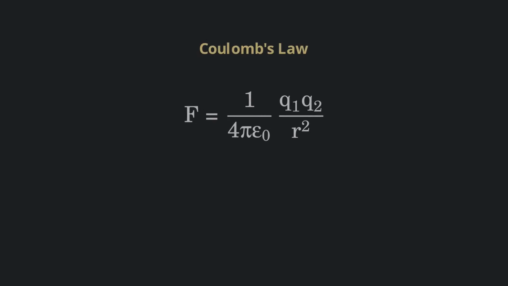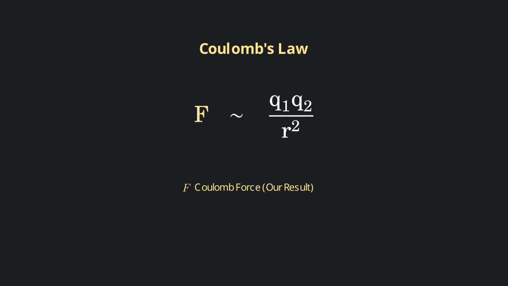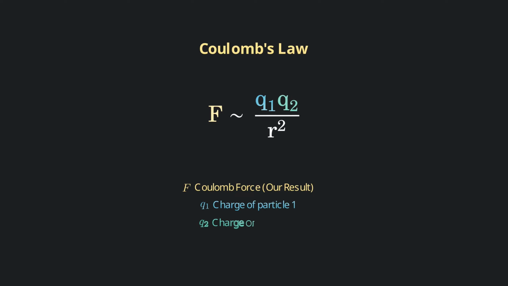Let's take a look at the formula. On the left side of the formula we have an F. The F stands for Coulomb's force that we want to calculate. The first thing on the right side is a constant. We can ignore the constant for now, I will explain it later. And the last part is what we just discussed: the charge of particle 1, the charge of particle 2, and the distance r between them.